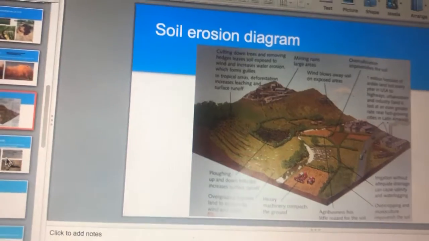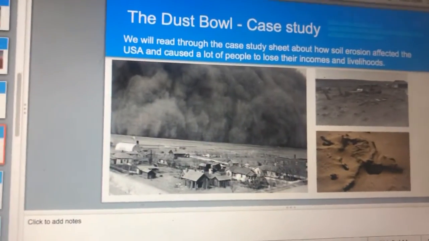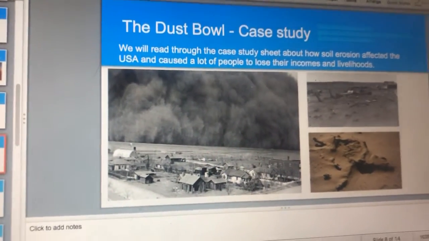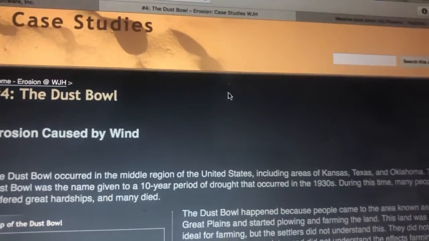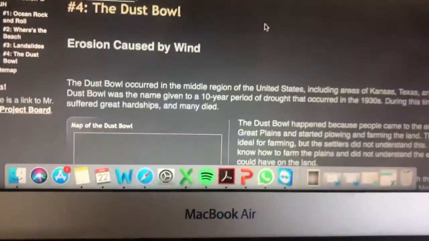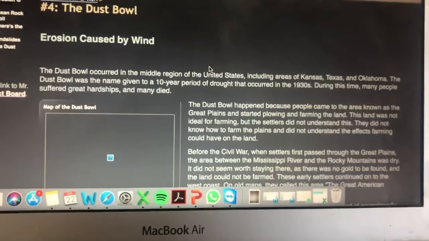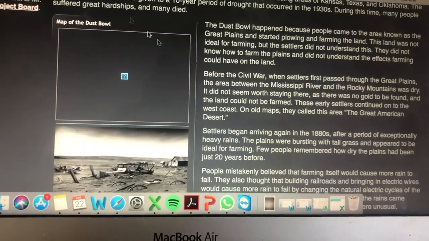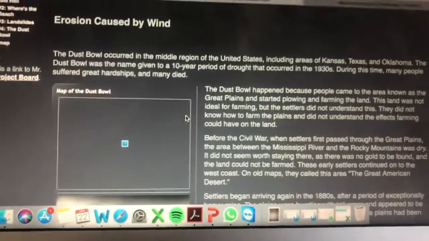Now, we're going to look at a case study, and you might have heard of this in history: the Dust Bowl case study in America. Now, in the United States, if you go to the link, you might have to copy that link, put it into Google, and then get to the link so it actually works, because when I copied it straight in, it didn't quite work. And this talks about the area of the Dust Bowl. It's a bit annoying that that map's not working.